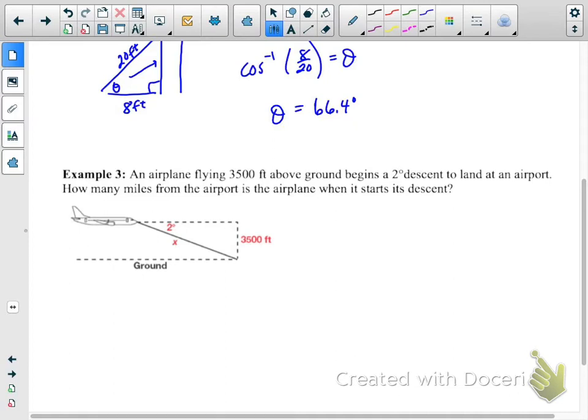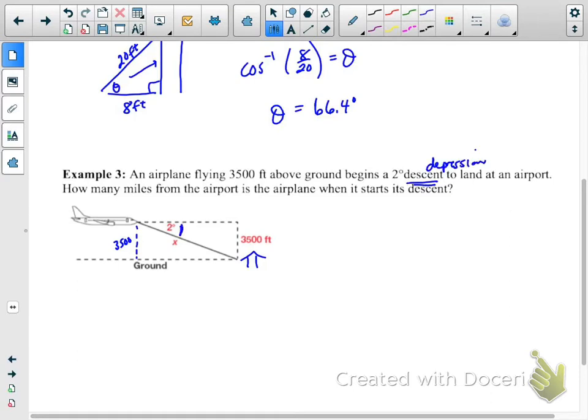This airplane is flying 3,500 feet above ground when it starts its descent to land at an airport. So the airport would be like right there. How many miles from the airport is the airplane when it starts its descent? You could also put that 3,500 over here as well. That's how high the airplane is right now. It's starting to go down. The angle of descent here is the same thing as depression.